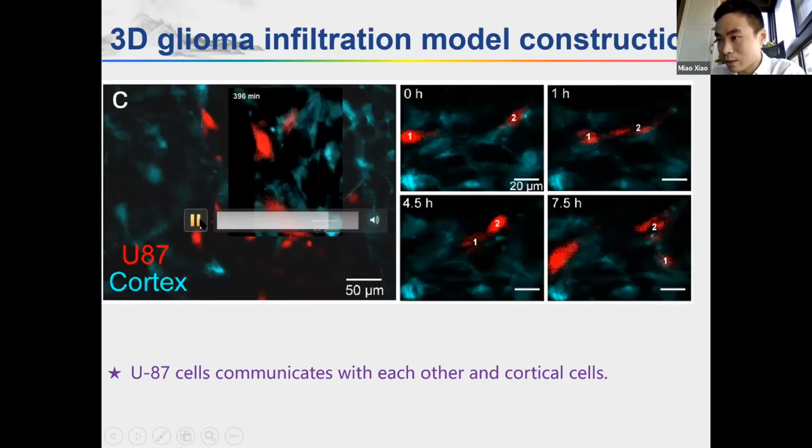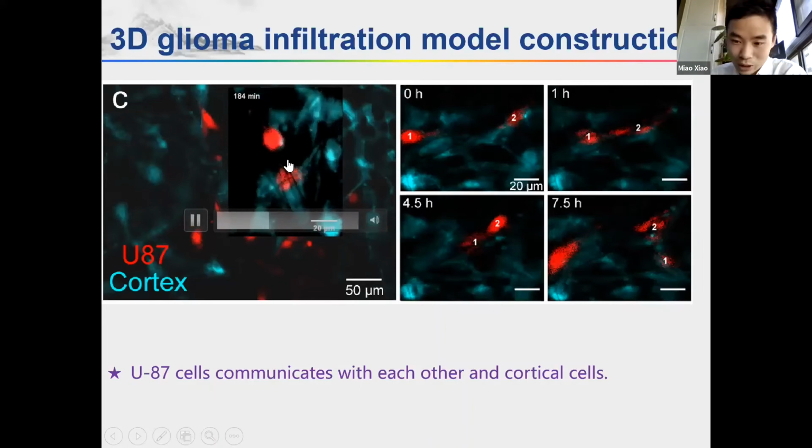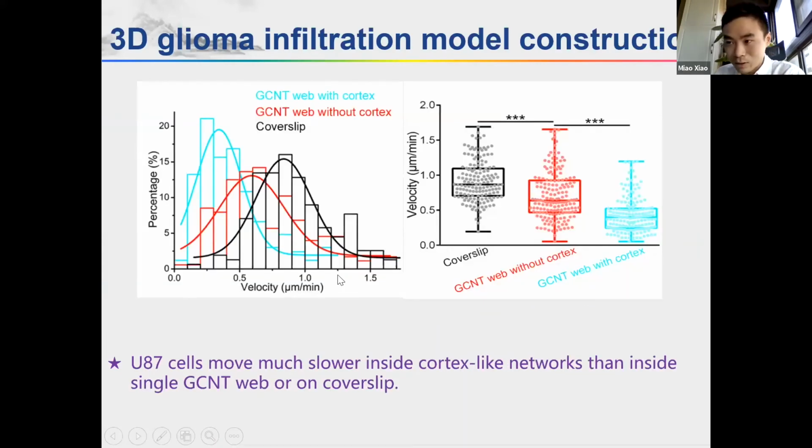And from the left cell image, we can see that the U87 has a really strong communication with the healthy cells. And also with time change, the U87 moves along the carbon nanotubes with the shape change. So we compare the velocity of the U87's movement. We can see that on the cover slip, on the GCNT web without the healthy neurons, and on the GCNT web with neurons, the velocity of U87's movement decreases. So in this case, our model is closer to the in vivo condition, because usually if the glioma moves like on the cover slip, I think the human will die maybe in some hours. So we decrease the velocity of the glioma's movement, and the model is closer to the in vivo condition.